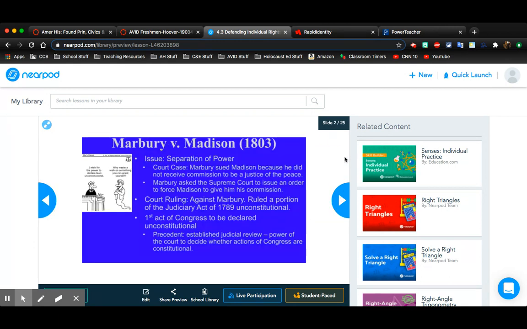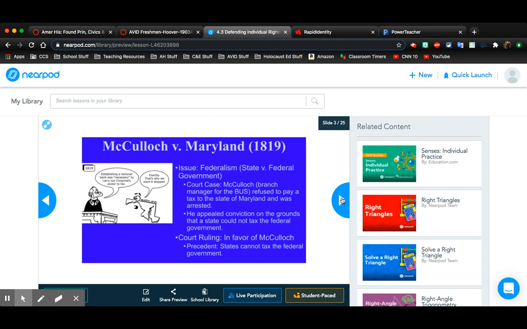All right, so the first one, you could make the argument this is the most important Supreme Court case in U.S. history because it established judicial review, which is the power of the Supreme Court to decide whether or not laws, actions of Congress, are constitutional or not. So don't get bogged down in the details of it. I just want you to always associate Marbury v. Madison with judicial review, giving the court the power to decide whether or not laws are constitutional or not. Okay, so that's the big thing to take away from Marbury v. Madison. All right, next one, McCulloch v. Maryland.